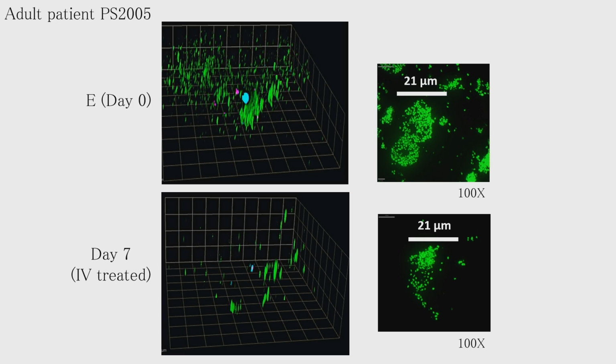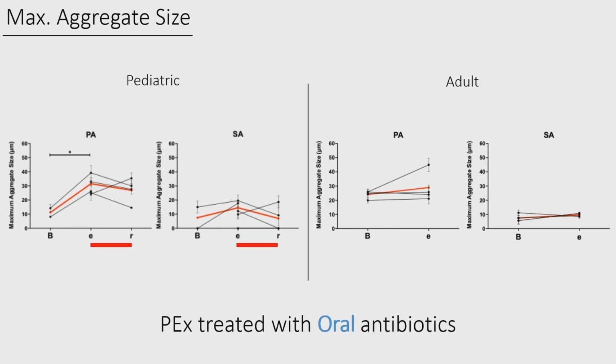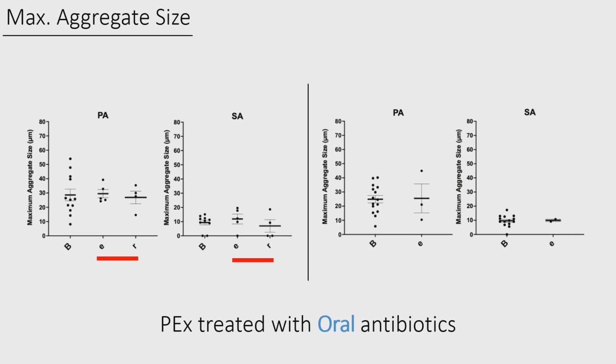So here's an image from an adult patient at E day 0 and day 7 with IV antibiotics. You see that the number of aggregates is dropping, but then the maximum aggregate size remains, and it's about 21 microns for this particular patient. And this is a pattern that I've seen many times in the gels. Oral antibiotics, again, we see the same thing, that the maximum aggregate size does not necessarily drop between E and recovery. And this is the data as a whole.